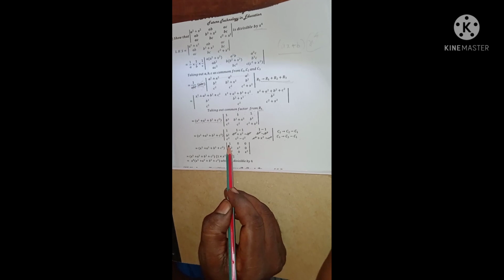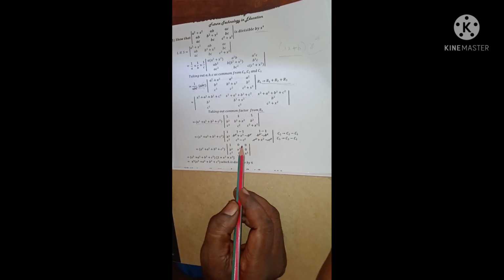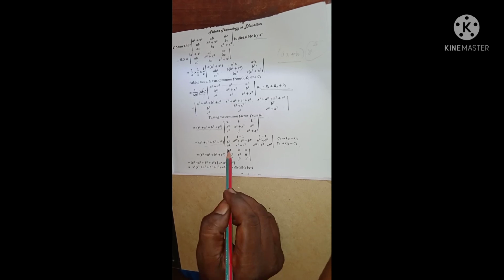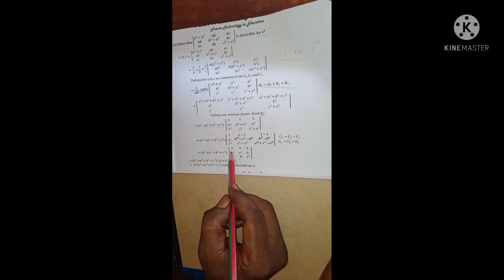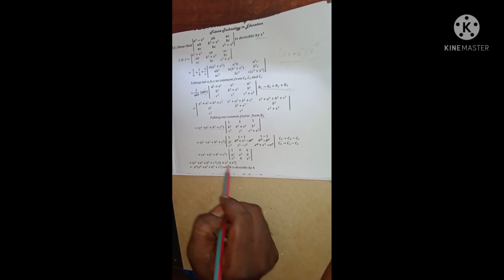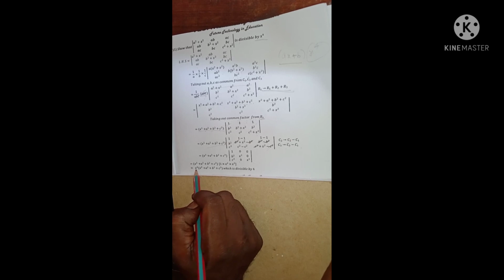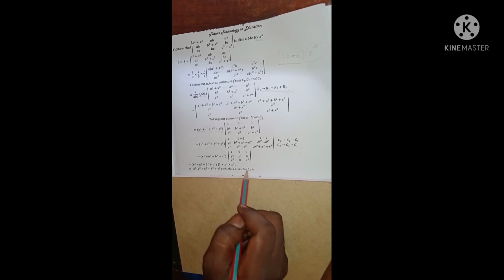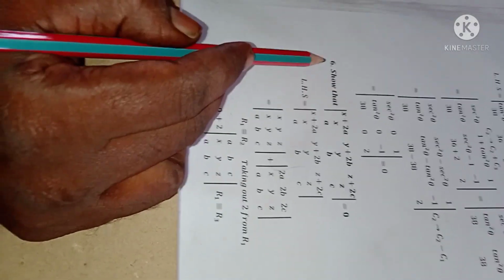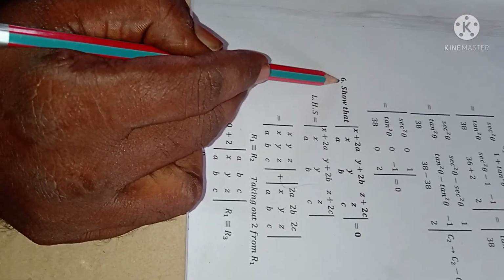Now we expand along row 1. In row 1 we see 1, 0, 0, so expanding along the number 1 is enough. So 1 into x square, x square, gives x power 4. So this is a multiple of x power 4, therefore it is divisible by x power 4. Okay, let's continue with sum number 6.